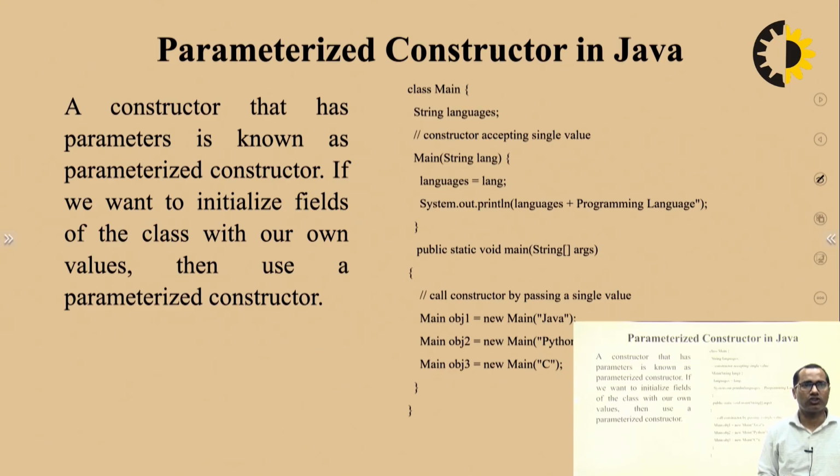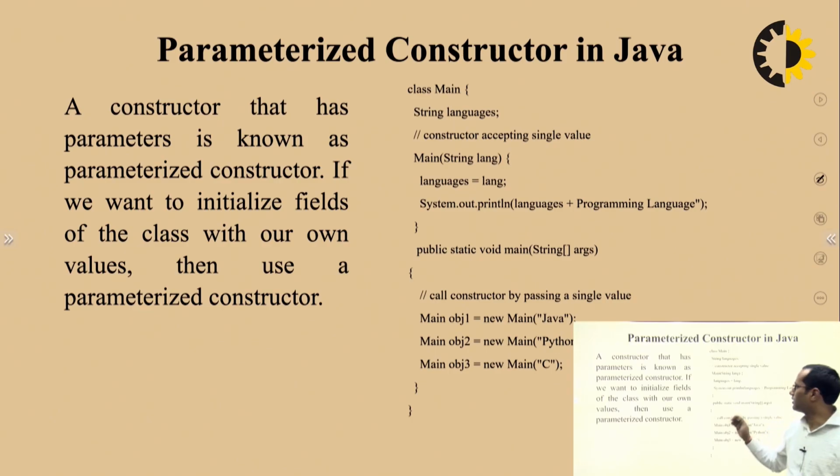What is the parameterized constructor? Now we can supply parameters to this method. So a constructor that has parameters, in which we can pass the parameters, is known as the parameterized constructor. If we want to initialize the fields of the class with our own values, not by the default values, then we can use the parameterized constructor. We can pass the parameters of our choice.